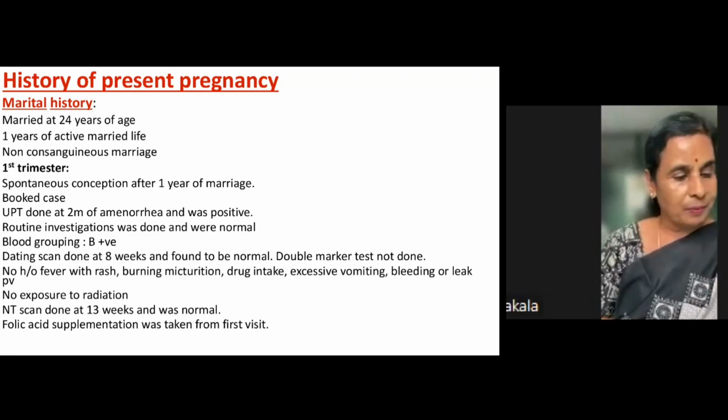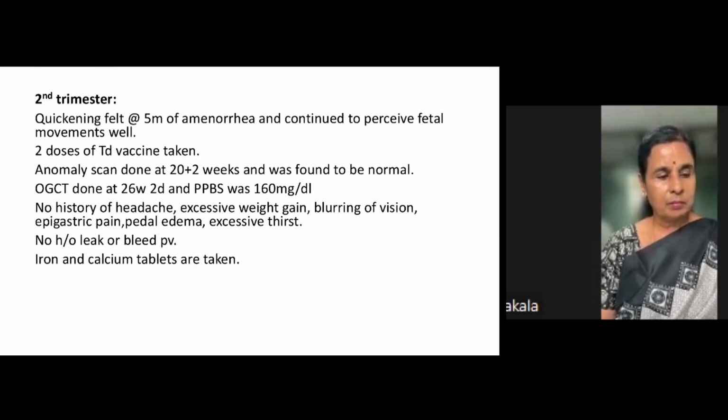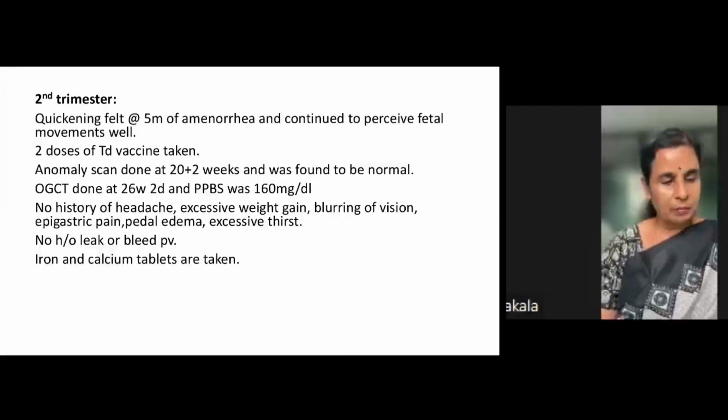Okay, next. The second trimester: quickening was felt at 5 months of amenorrhea and fetal movements continue to persist well. 2 doses of TD vaccine taken. Anomaly scan done at 20 plus 2 weeks and was found to be normal. OGCT was done at 26 weeks 2 days, and PPBS was found to be 160 mg per deciliter. No history of headache, excessive weight gain, blurring of vision, epigastric pain, pedal edema, and excessive thirst. No history of leak PV. Iron and calcium tablets were taken.